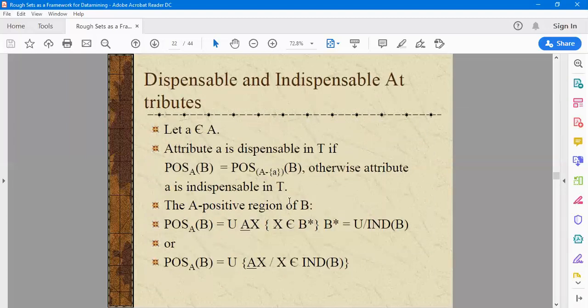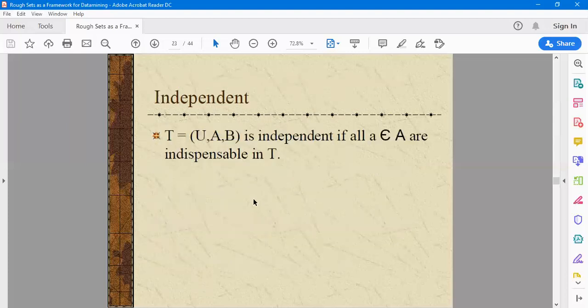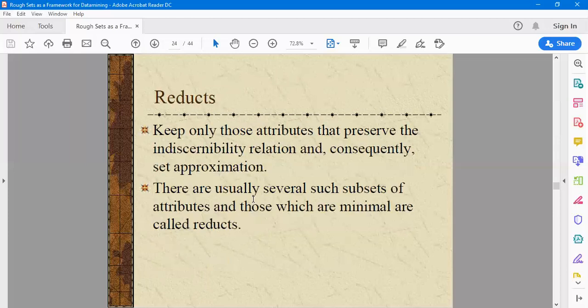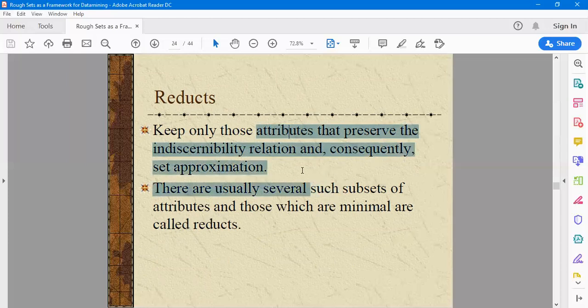Then later we discussed the dispensable and indispensable attributes. What is the importance of them? Ultimately, we want to reduce the attributes. We want to keep only those attributes that preserve the indiscernibility relation and consequently the set approximation. Indiscernibility is basically where there is ambiguity.